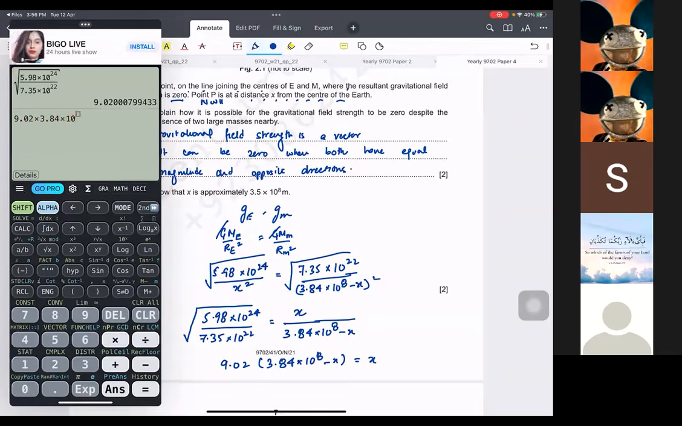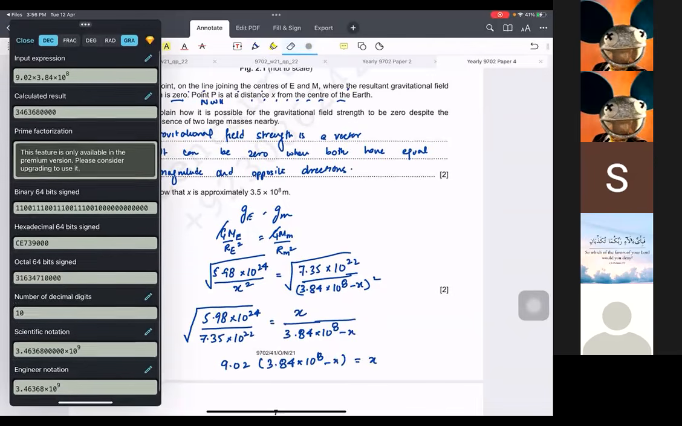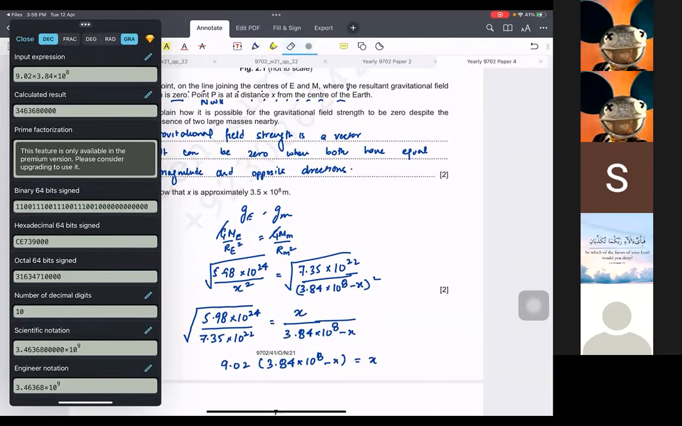Times 10 raised to power 8. Okay, good. So I'll do it, rest I'll do it here. So 3.46 times 10 raised to 9 minus 9.02x equals x.